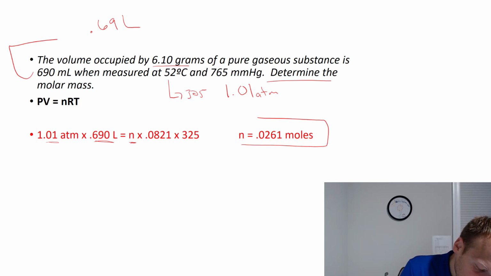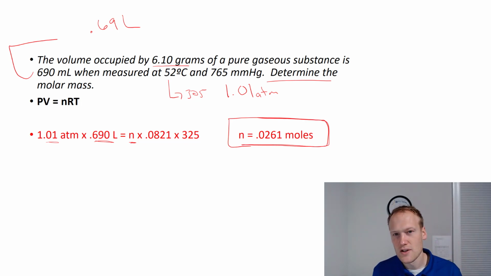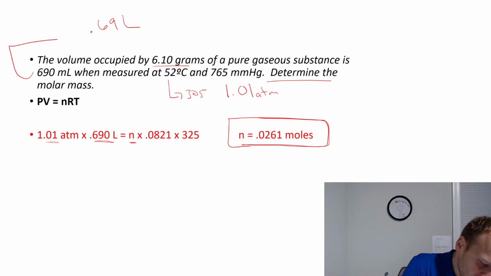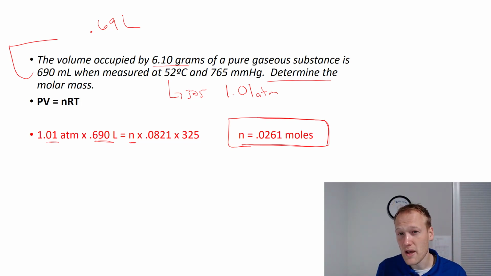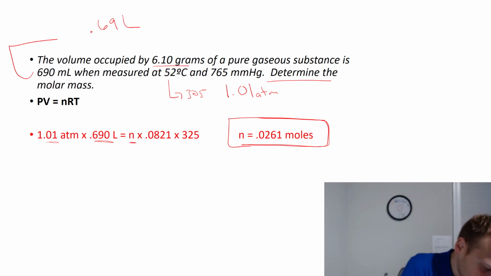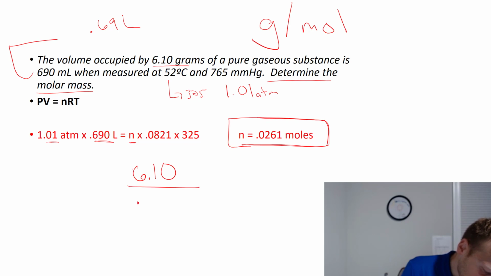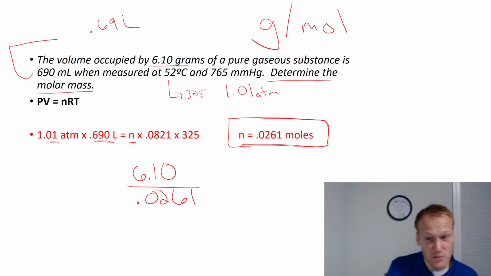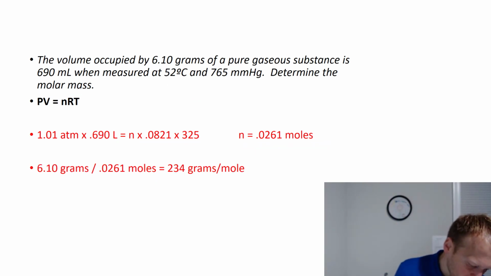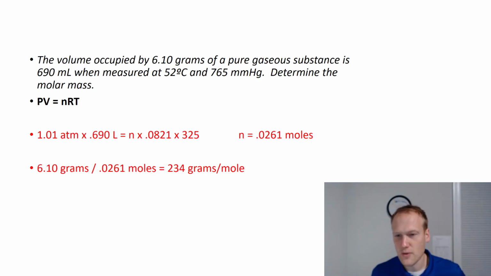If we solve this, we get the number of moles of gas, which is 0.0261. So far, this is just a normal PV=nRT problem. But it asked us for the molar mass. Remember, molar mass is grams per mole. So if I have the number of grams, 6.10, and I put it over the number of moles, that's going to give me grams per mole and tell me the molar mass of this substance. So here we have 6.10 divided by 0.0261, and that gives us a molar mass of 234 grams per mole.